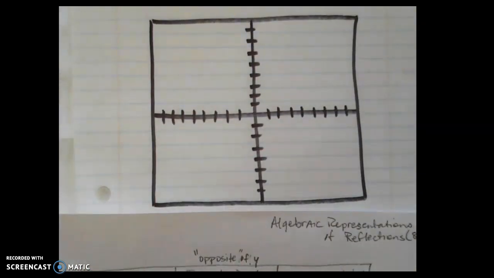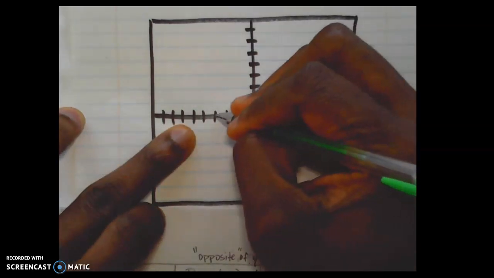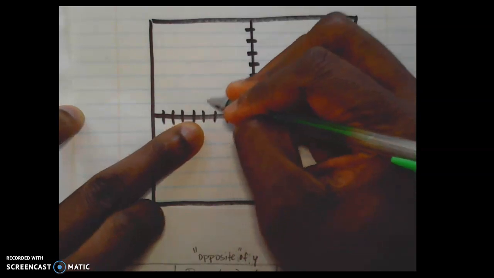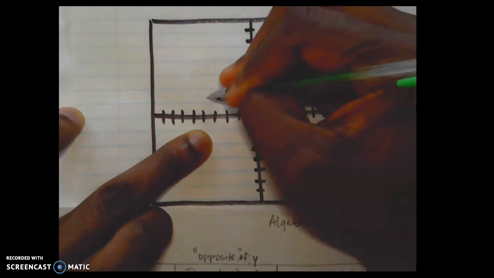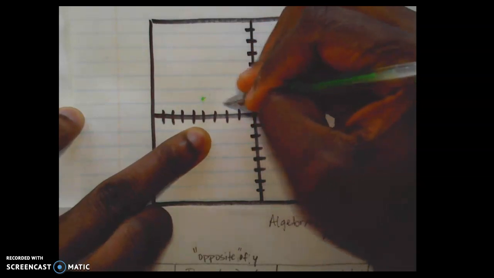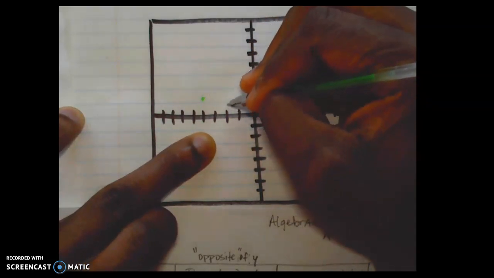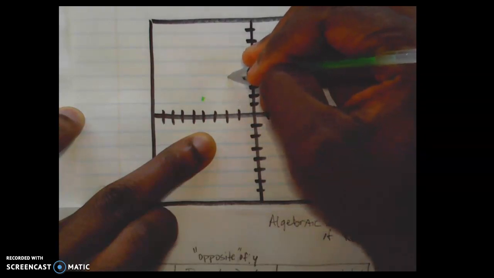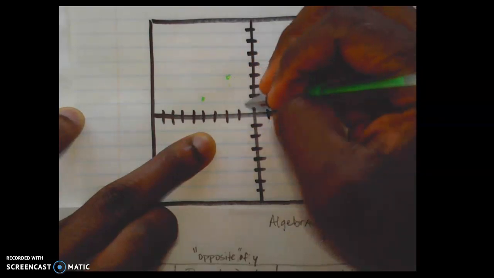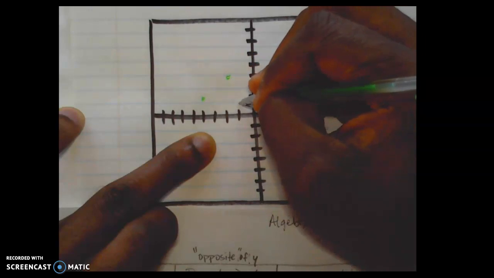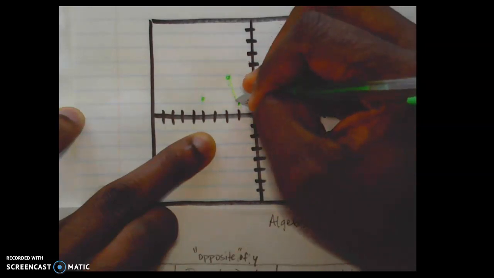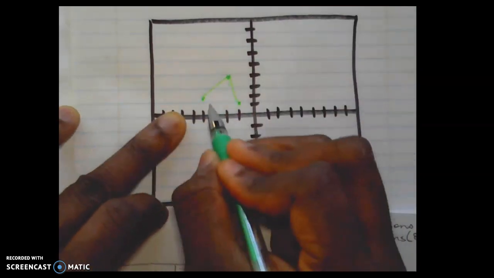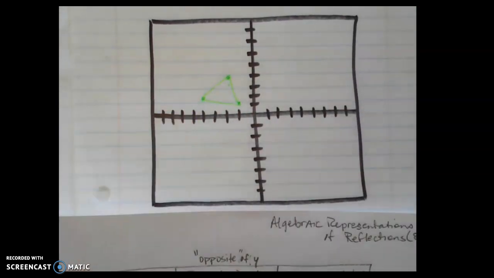Okay, so the coordinates, I'm going to use my green as my pre-image again. Okay, so I have -4, that's 1, 2, 3, 4. That's -4 and 2, which is approximated to be right there. We have -2 and 4. It's 1, 2, 3, 4. It's going to be approximately there. And then we have a -1 and 1, which is approximated to be there. So now I'm going to connect my dots. And remember, I'm reflecting across the y-axis at this point.